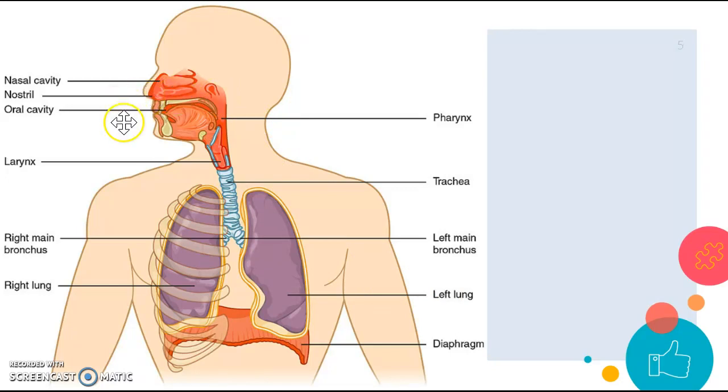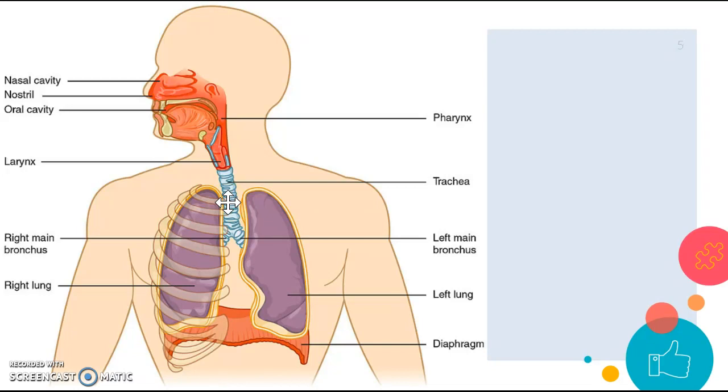So air is going to come into the body through the nose or the mouth in humans. It's going to pass to the pharynx here, which is like a tube in the back of your throat. And then air is going to move into the trachea, or the windpipe. So this is our trachea here, and you might have seen images of this before.